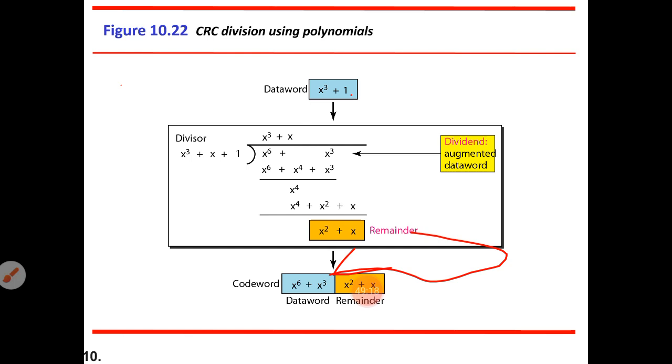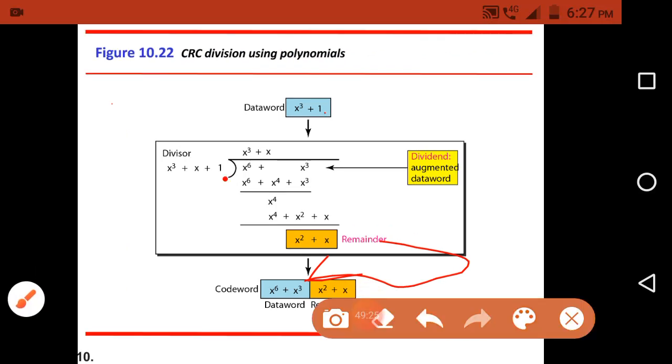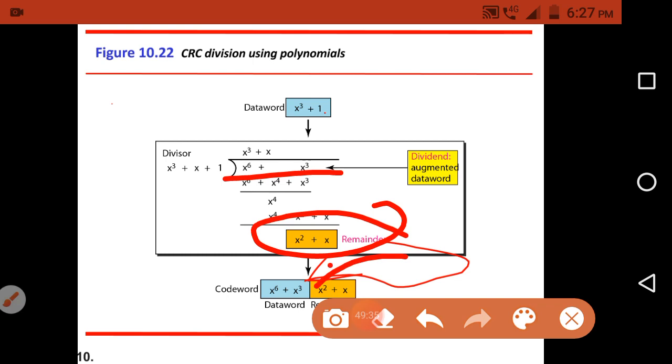So from that we need to append. There is an original data word here, x raised to 6 plus x raised to 3. That is our original data word, and this remainder we need to append to this particular data word. What we will get after appending is x raised to 6 plus x raised to 3 plus x square plus x. That is the code word: data word plus the remainder gives us the code word here.